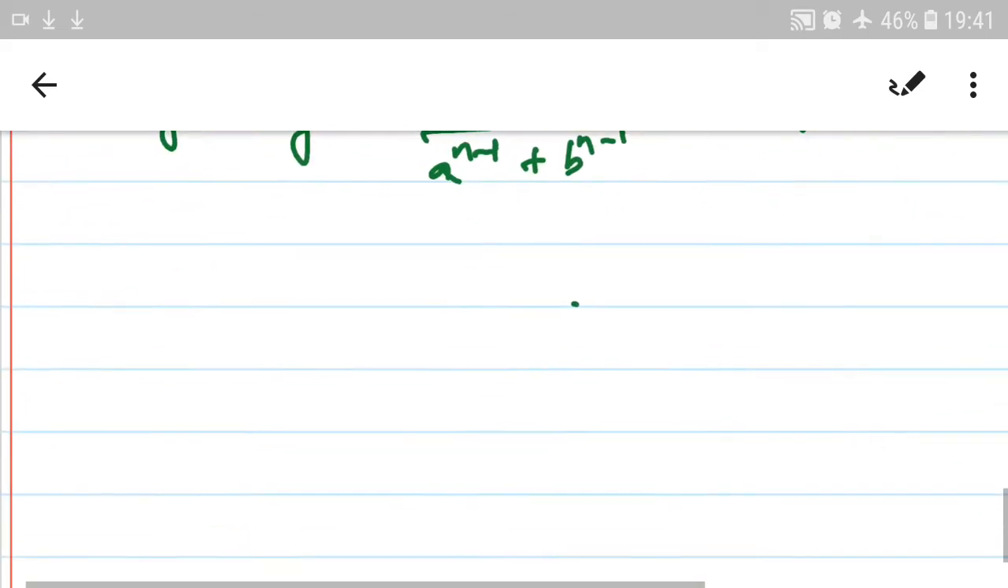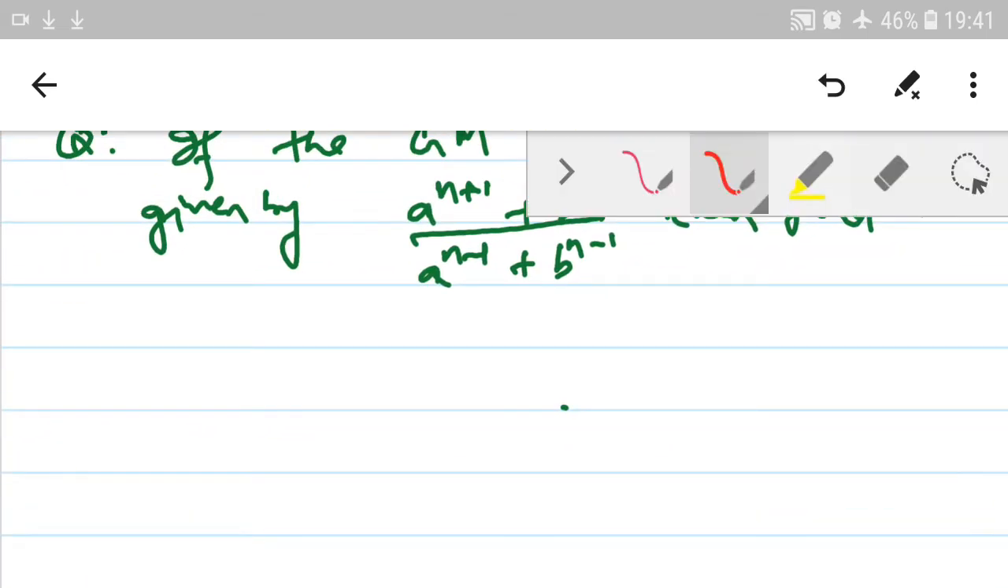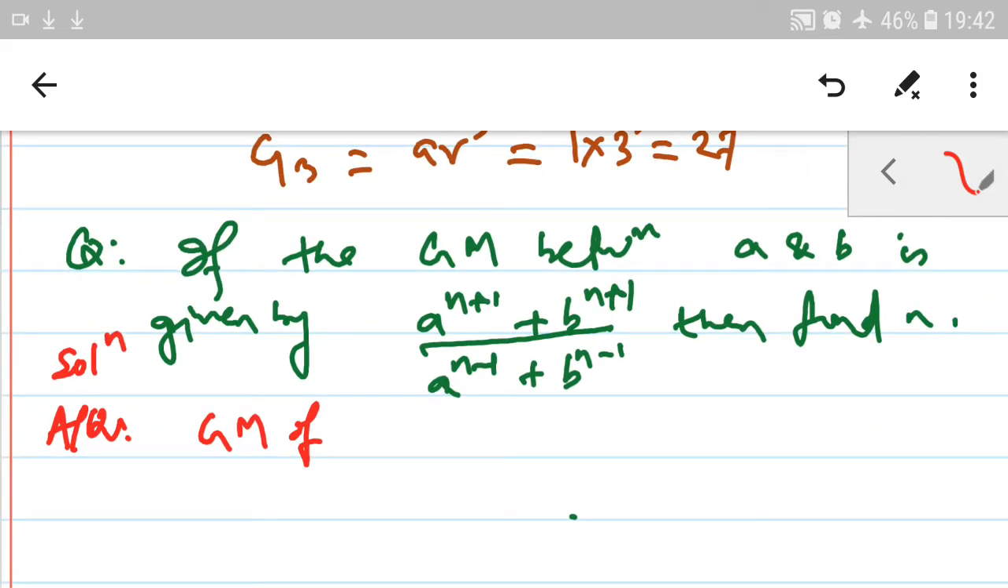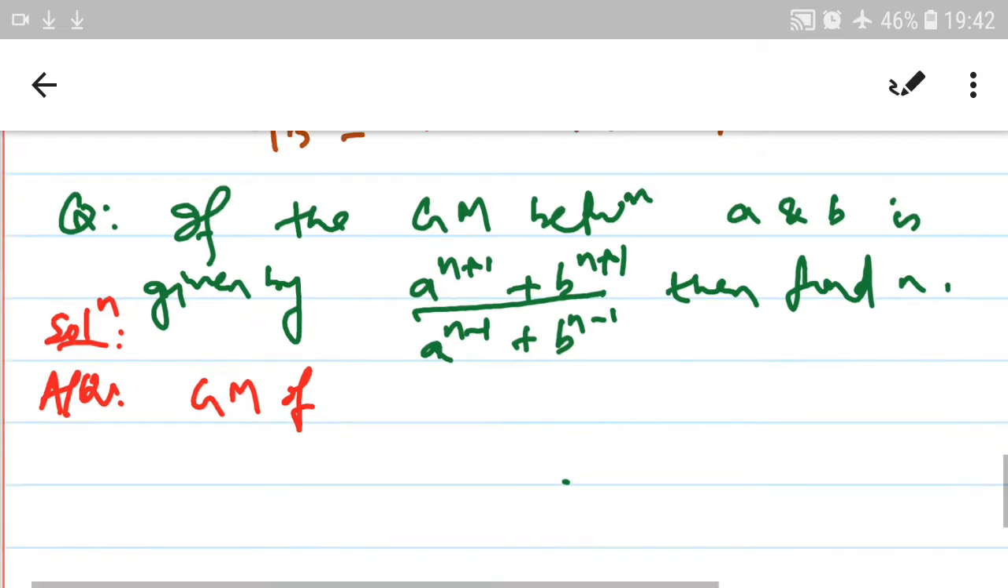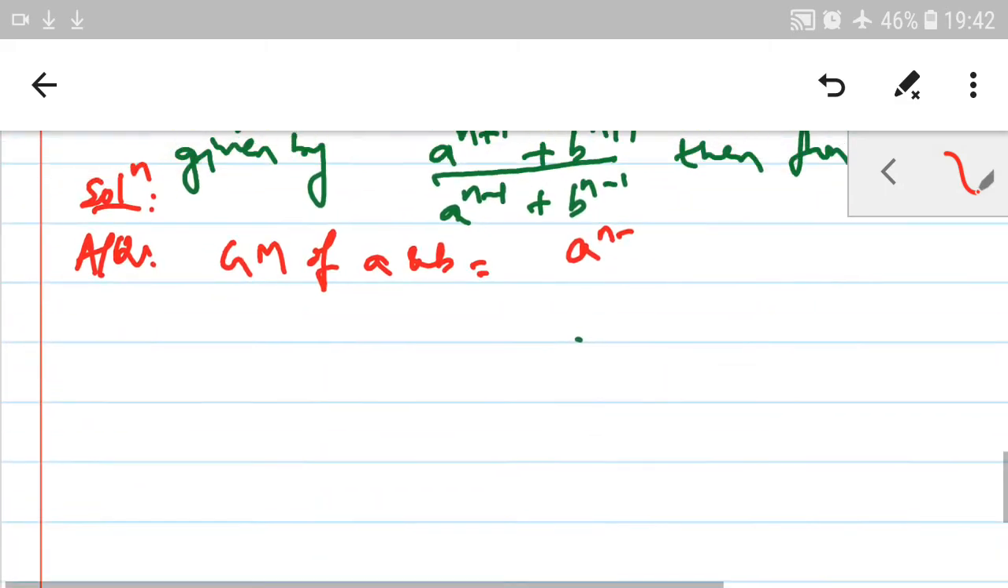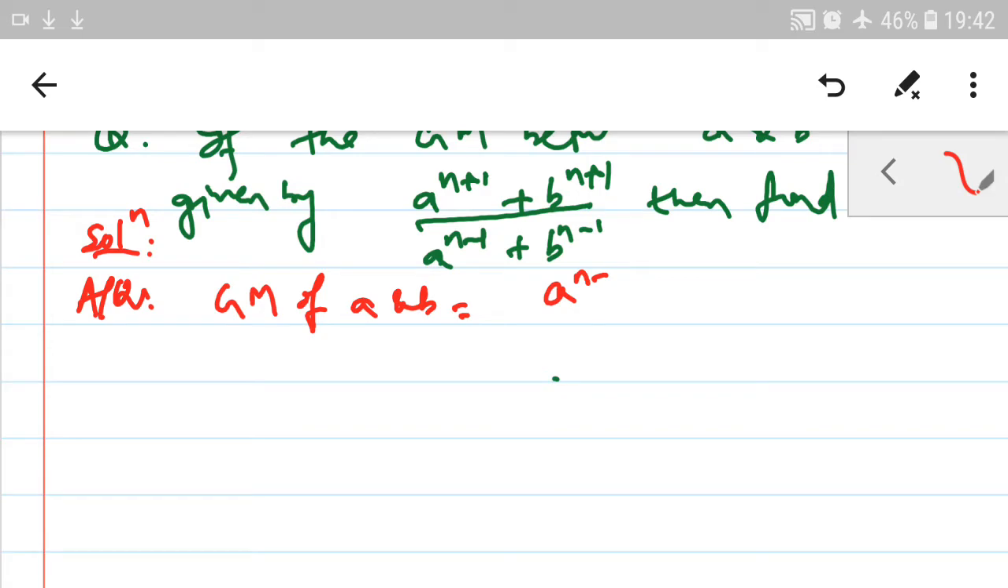ठीक है, so now let us proceed. According to the question, here I get GM of A and B is given by A to the power n plus 1 plus B to the power n plus 1 divided by A to the power n minus 1 plus B to the power n minus 1.